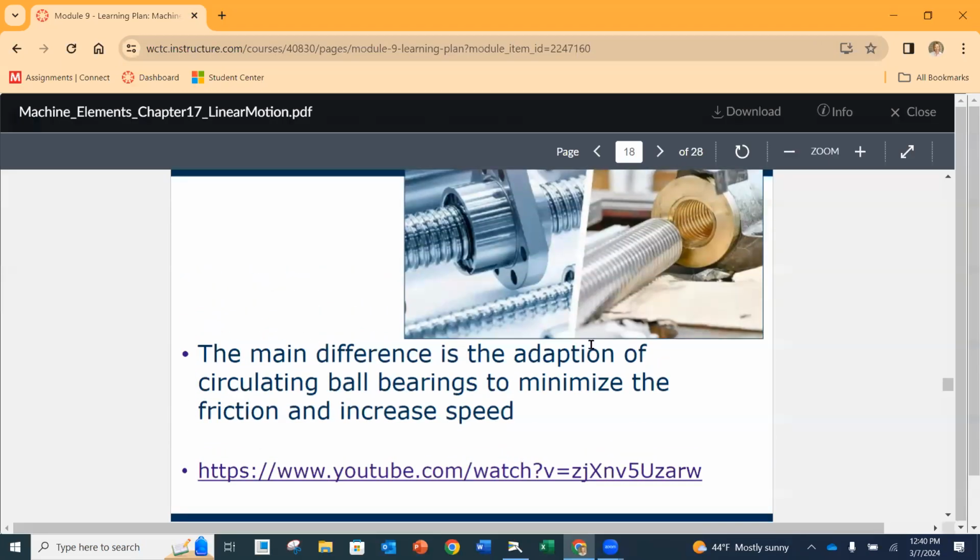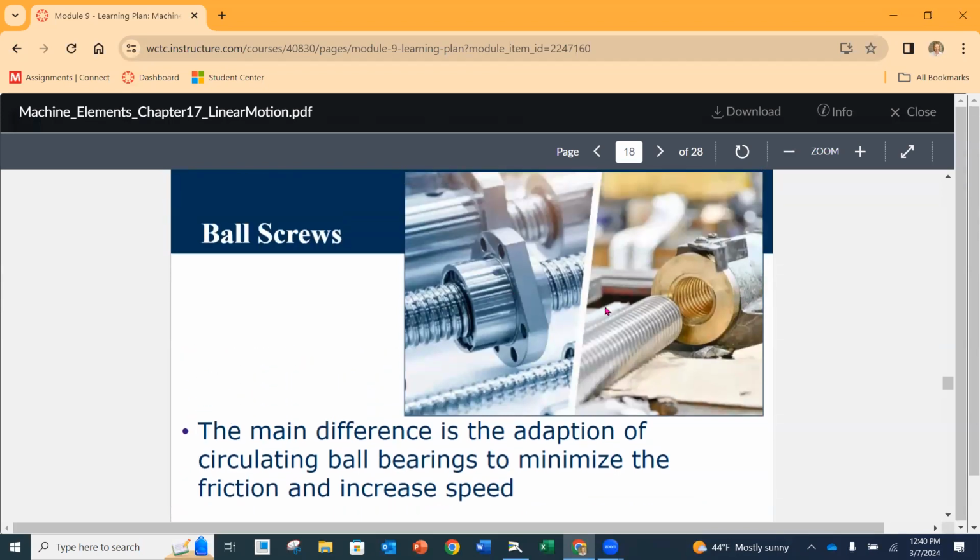Okay, so the main difference is that we have those circulating balls in there. This is giving you a look at each one. And if you look closely on the left, you can see that cupping. Even if you can't see the inner part of your nut that's going to be traveling back and forth, sometimes they can look pretty similar. But if you look at the thread itself, ball screws are going to have that cupping effect to receive the diameter of the balls on the inside.